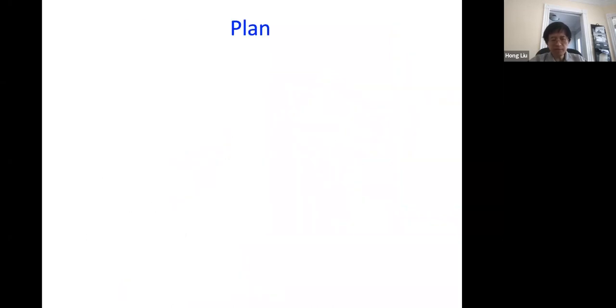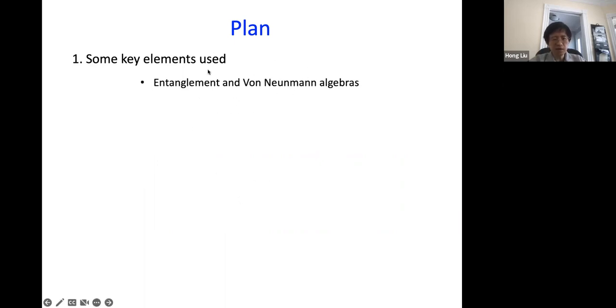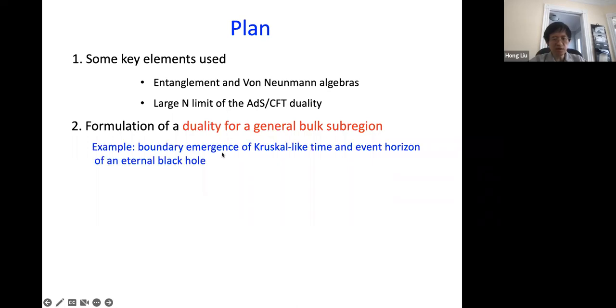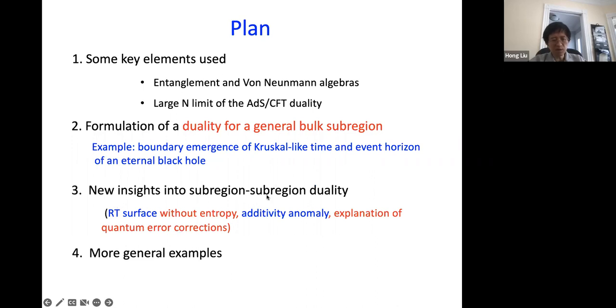Yeah, so here is the plan for the talk. So first I will talk about some key elements used. So first is entanglement. I'll give a very quick introduction about entanglement and the monomial algebras. And also I will talk about the large N limit of the AdS/CFT duality to highlight various key aspects of it. And then I will talk about the formulation of this duality for general bulk regions, and then use the bulk emergence of the cross-correlated time and even the horizon of an eternal black hole as an example. And then I can talk about more general examples. I can talk about new insights into subregion duality, et cetera. And then I can conclude. But this plan is all way over ambitious, I would say.